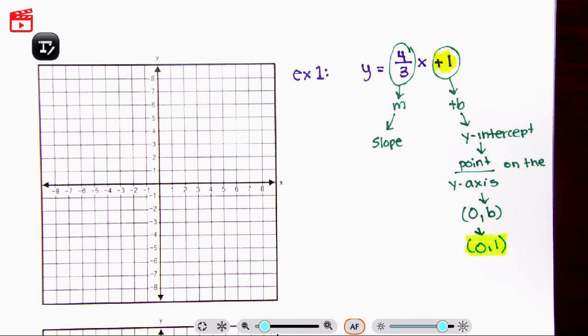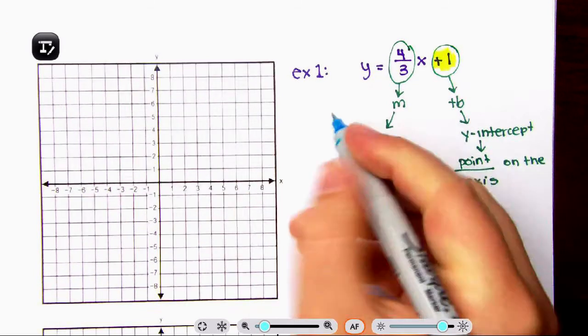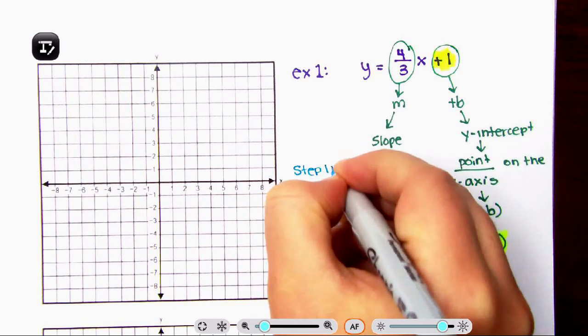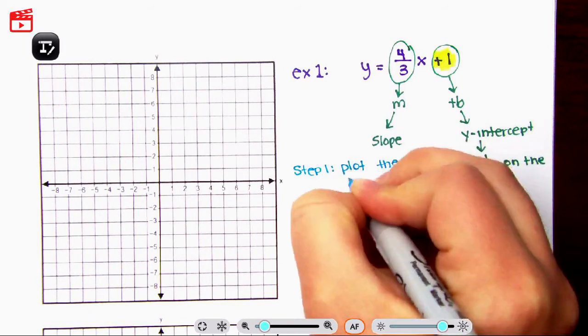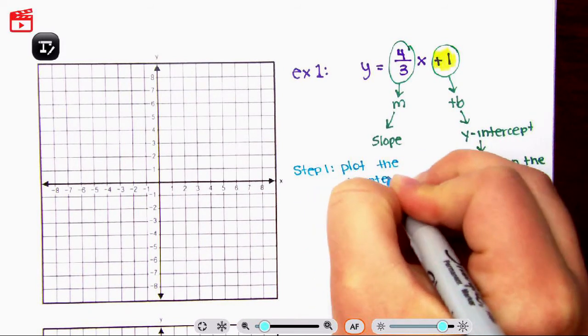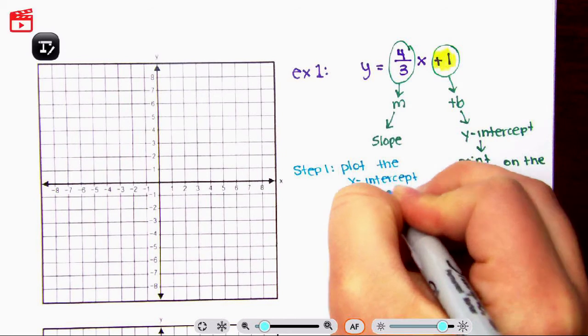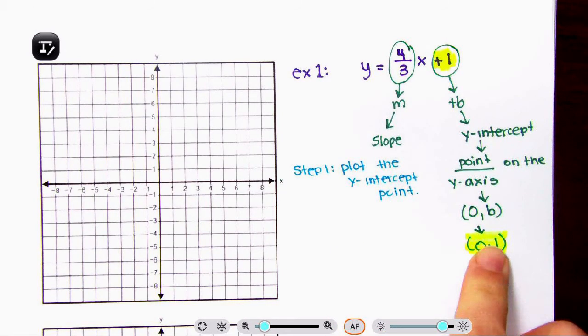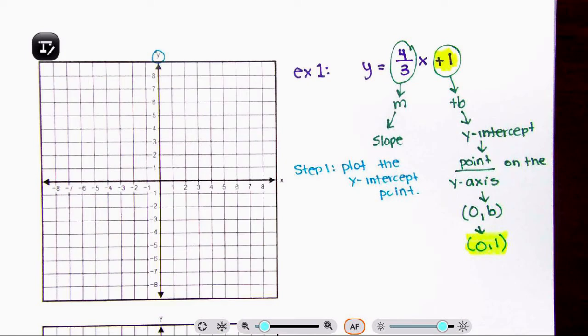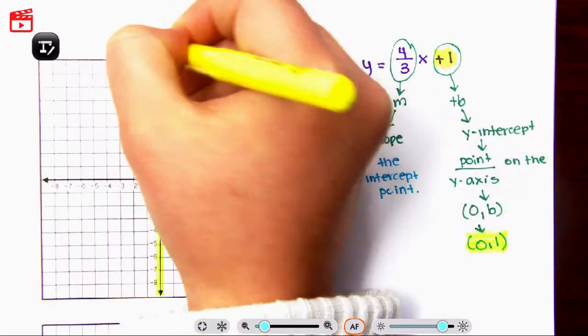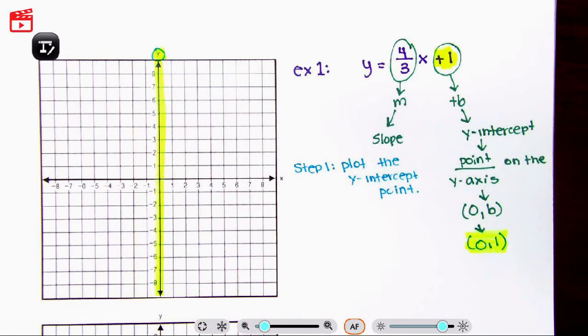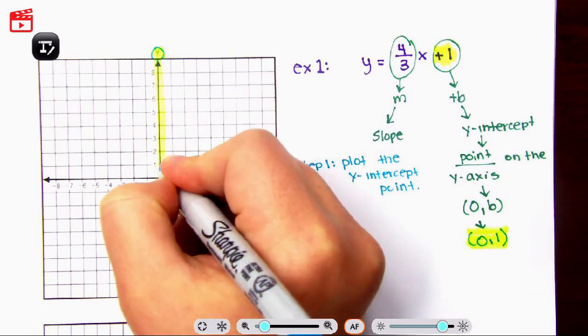So your step number 1: plot the y-intercept point. So take this point and put it on your y-intercept. Now again, your y-intercept is your vertical intercept. So it's going to be this right here. That is your y-intercept. So we're going to sketch that on 0, 1. So 0, 1 is going to be here.